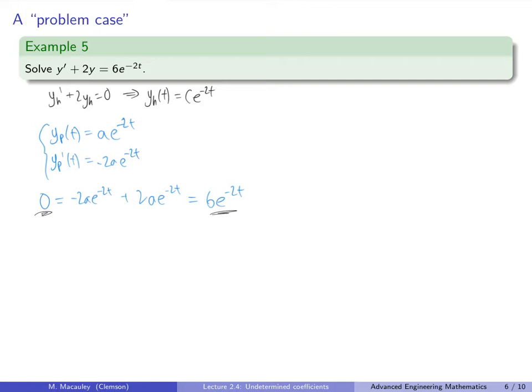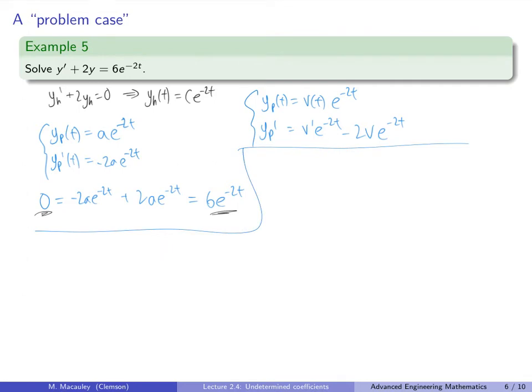So what do you do here? This is the so-called problem case. I called it that above, anyways. So now let's do what we have done before. We assume that there's a particular solution of a slightly more complicated form, v of t times e to the minus 2t. So let's take the derivative of this, using the product rule. We get v prime e to the minus 2t minus 2v e to the minus 2t. And let's plug this into the left-hand side now.